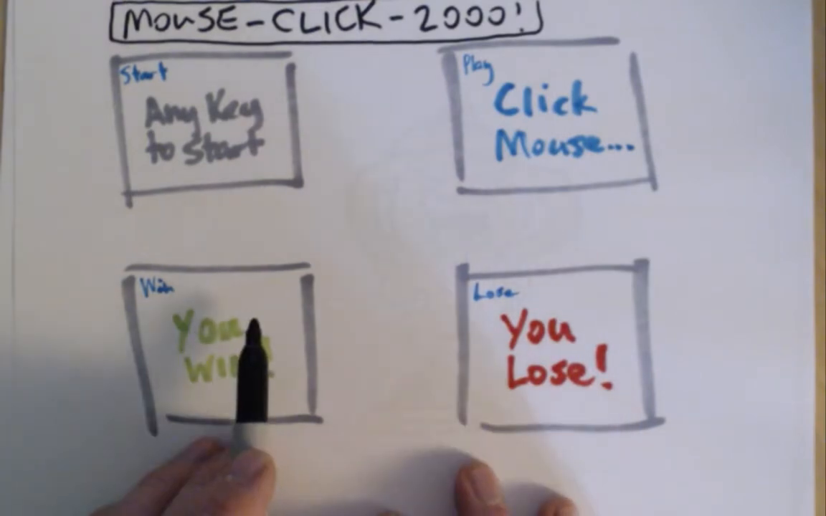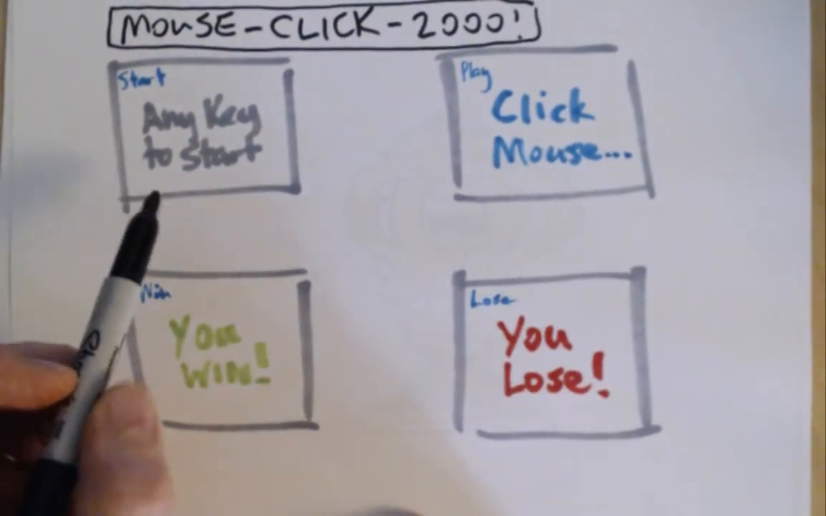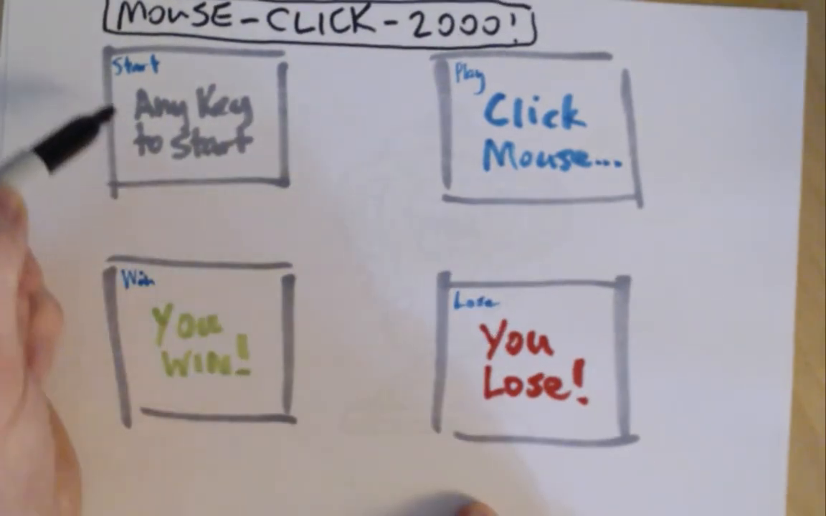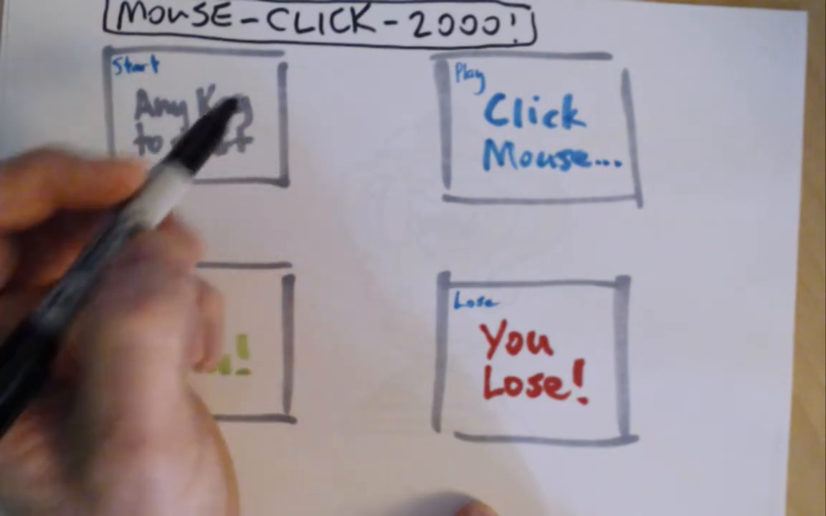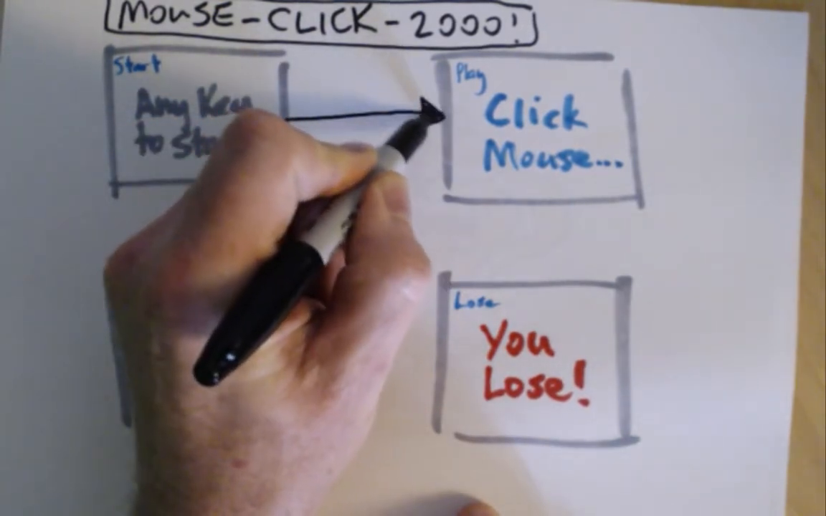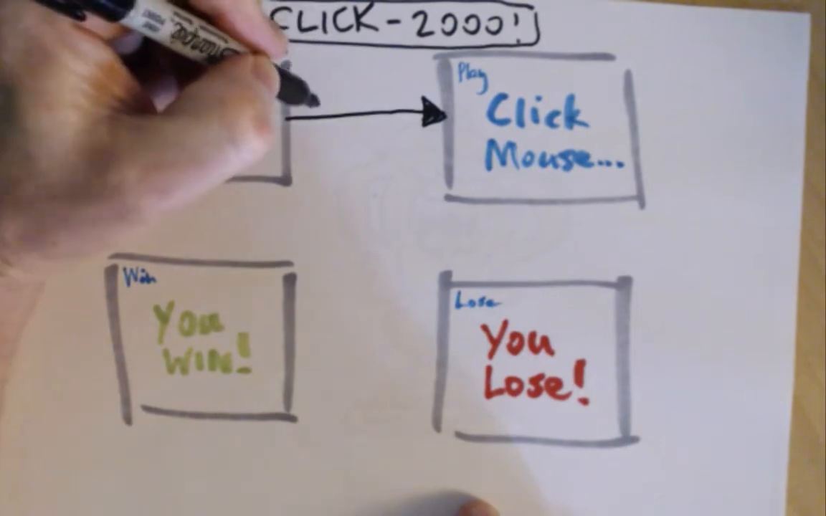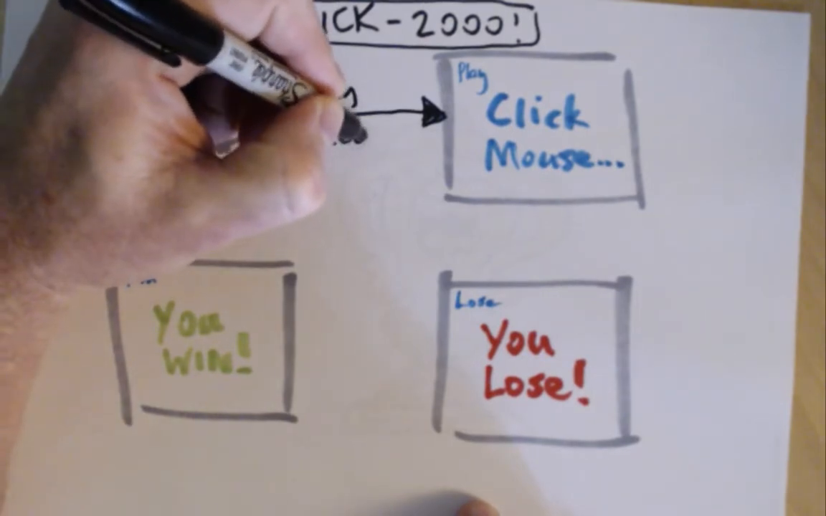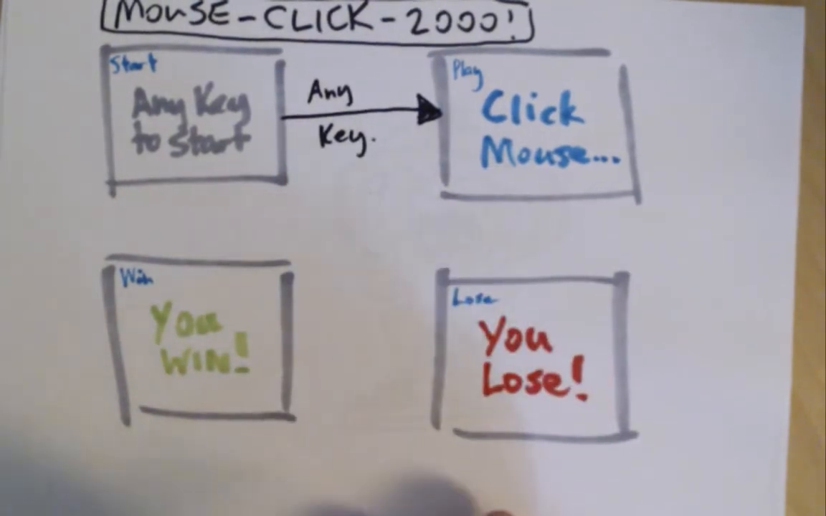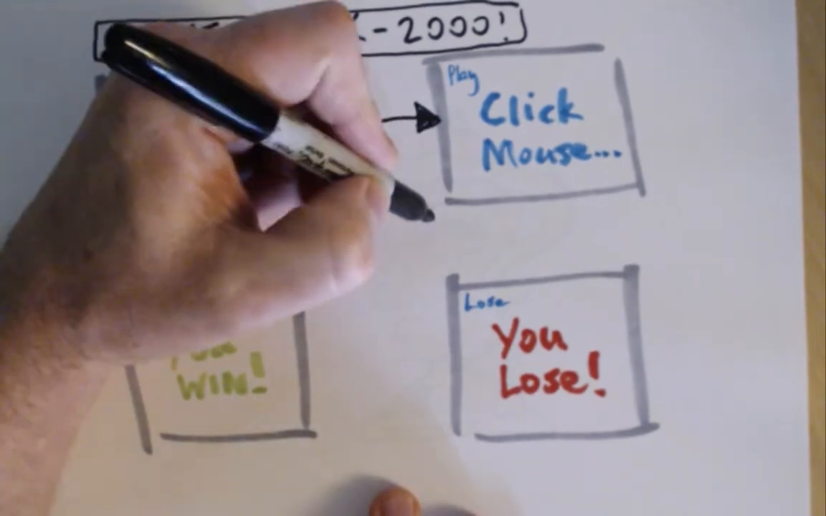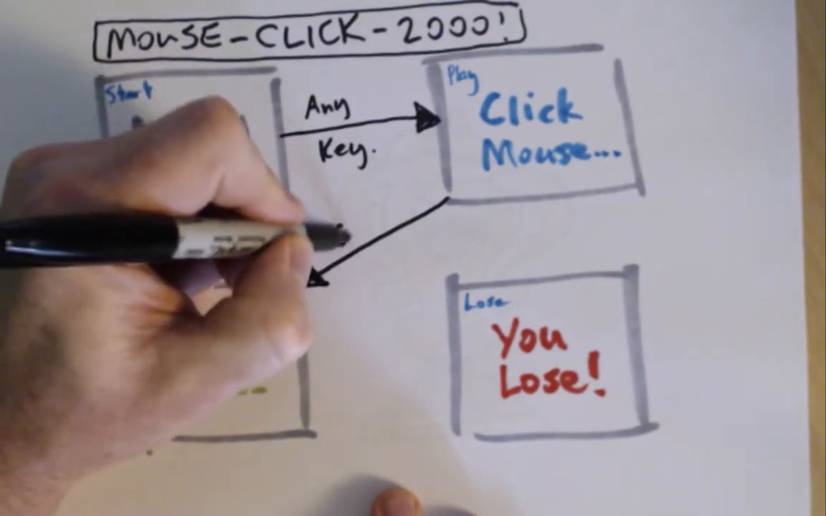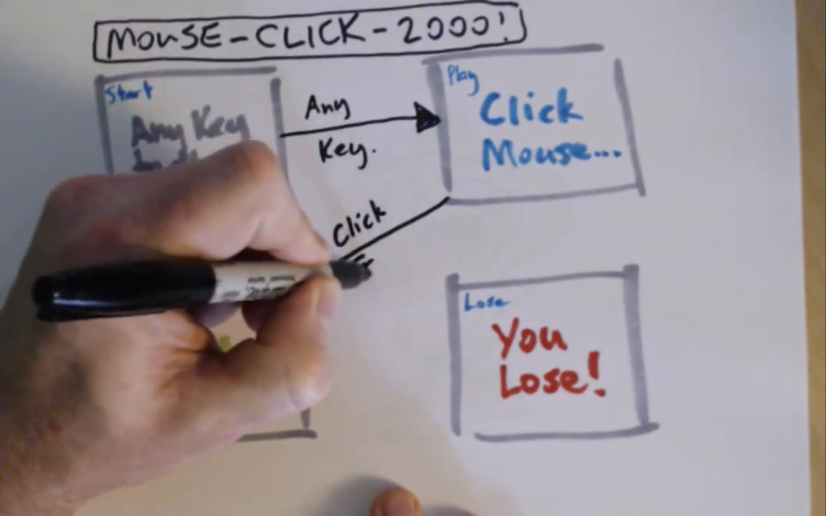But what we're really thinking about in this example is how do I move between these different screens, right? So like I said at the start, when it first begins, you get this welcome message, and if you press any key from here, you start playing, right? Any key. And then once you're in here, you have to click the mouse. So if you click the mouse fast enough, then you'll win. So click fast and you'll win.